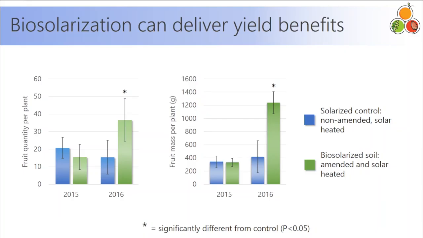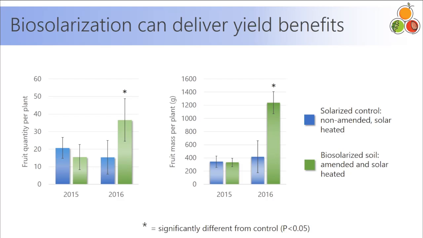We took them to harvest, and we repeated this in 2 years. Both years showed high levels of pest inactivation. In the 2015 trial, we knocked out the pests, but it didn't significantly affect the growth of the tomatoes either way. In 2016, we did see a marked increase in the amount and mass of fruit for the plants grown in the biosolarized soils.